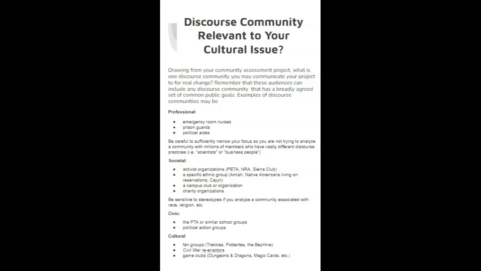Some societal instances of discourse community might be activist organizations, specific ethnic groups, campus club organizations, charity organizations. In the civic realm, PTA or similar school groups, political action groups, and cultural groups, fan groups, Civil War reenactors, game clubs, Dungeons and Dragons, etc.